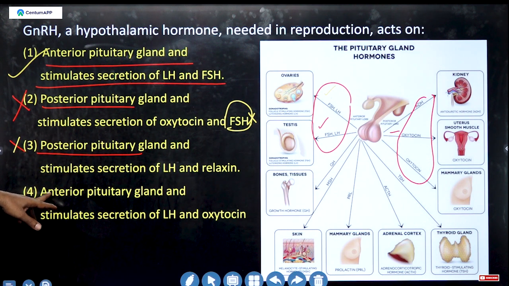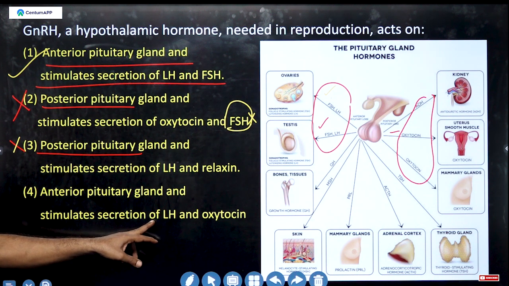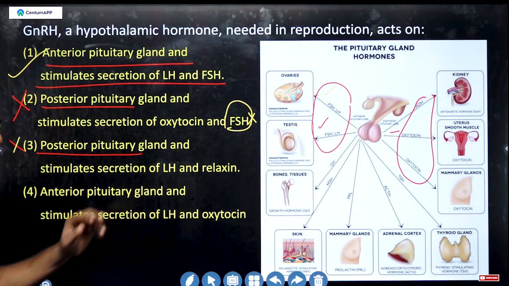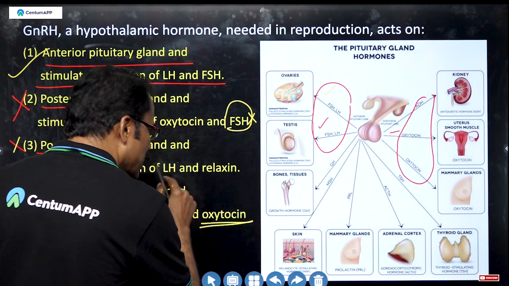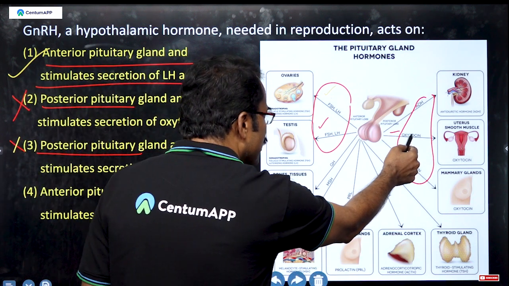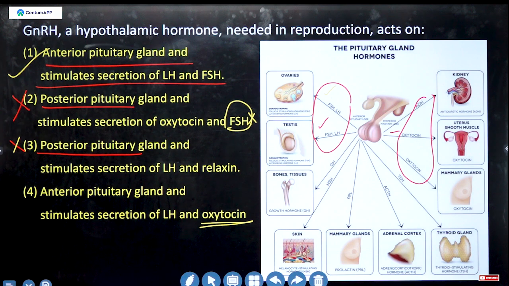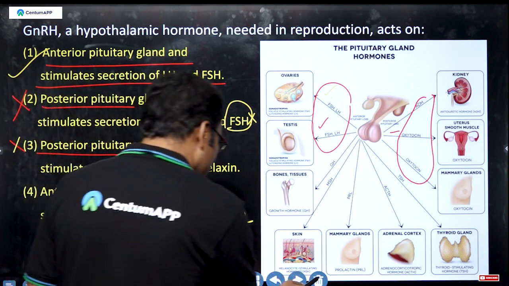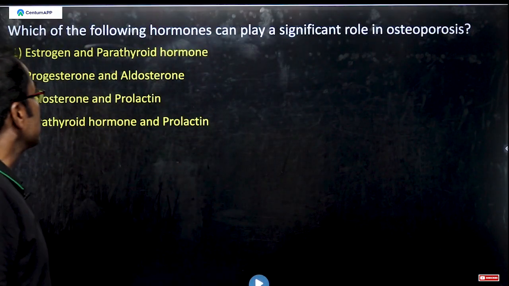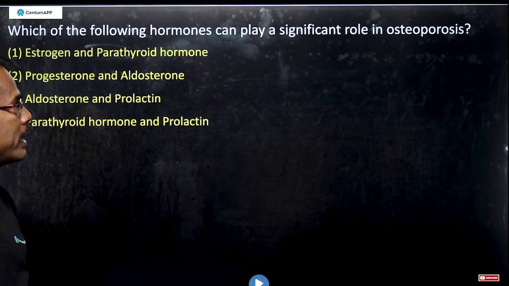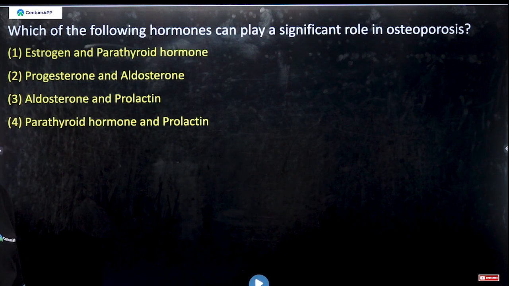So, next, anterior pituitary gland stimulates secretion of LH, correct, but oxytocin is not correct. Oxytocin is released from the posterior pituitary gland. So, our option is the first one. Thank you. Next question. Which of the following hormones can play a significant role in osteoporosis?